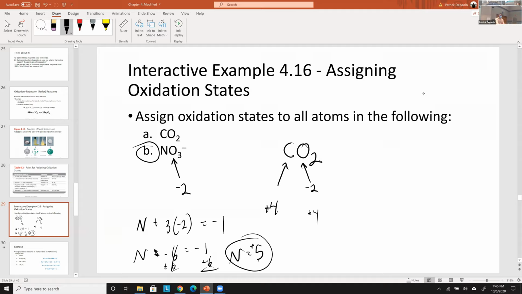You could think about this in your head as well, because I'm sure this is not too bad for most of you. You have -6 from the oxygen. You know the total has to equal -1. That means the remainder is +5. +5 minus 6 is -1. Easy enough? It doesn't get much harder than that. So we'll do more practice.